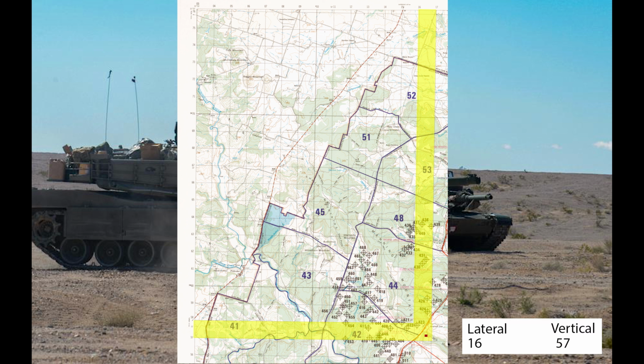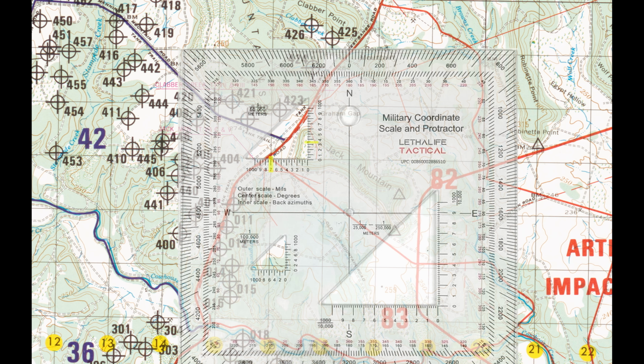However, a 4-digit grid is only precise to 1,000 meters and is unsuitable for land navigation. We will need to find our 8-digit grid, which is accurate to 10 meters. To find an 8-digit grid we will need our protractor. Using the triangle cutout labeled 1 by 50,000, we will place the bottom right corner of the triangle on the bottom left corner of the target grid square.